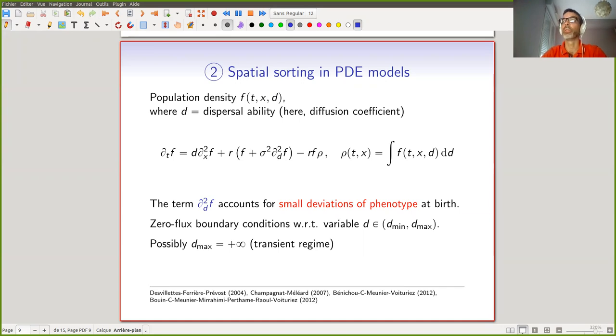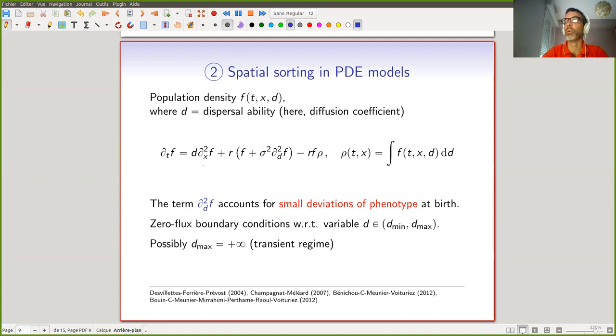it's also related to some sort of dispersal ability, which for simplicity will be only diffusion. Yeah, I will resume all dispersal ability in a diffusion coefficient. So no kernel, no particular shape. I just say that diffusion is a proxy for dispersal ability. So now D is a variable in my density.